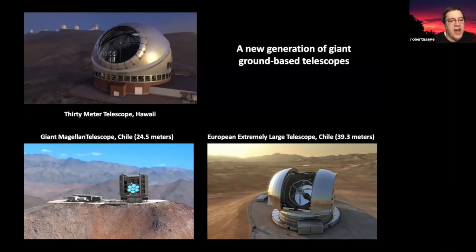So counterclockwise from the upper left, we have the 30-meter telescope, the Giant Magellan Telescope, and the European Extremely Large Telescope. So they all have primary mirrors 25 to 40 meters in diameter. I mean, think about that. The largest ground-based telescope right now has a mirror about 10 meters in aperture. So these are giant telescopes.